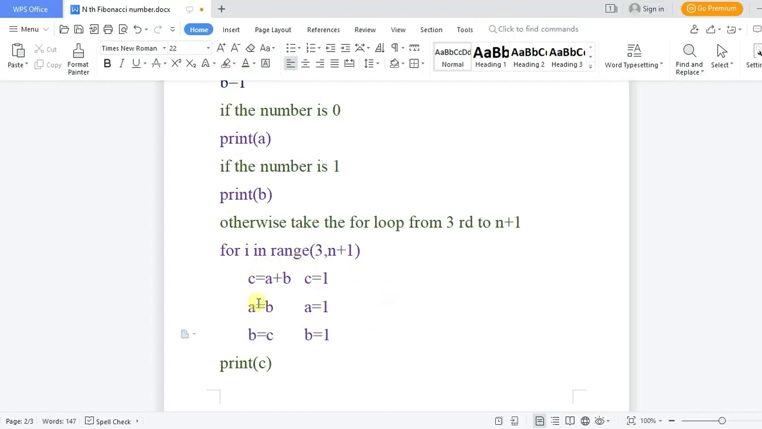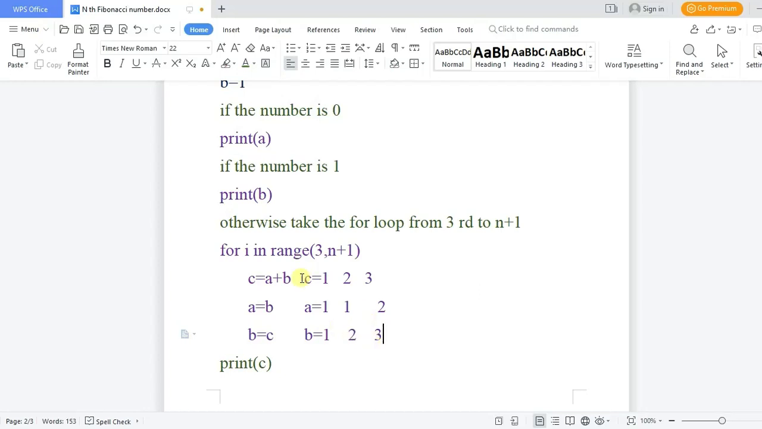Then it goes again. Now c becomes 2 and b is 1, so a becomes 1. Since c is already 2, b becomes 2. Then it goes again: c is equal to a plus b, that means 1 plus 2 is equal to 3. Then a stores what b was, so a is 2, and b stores c, which is 3.